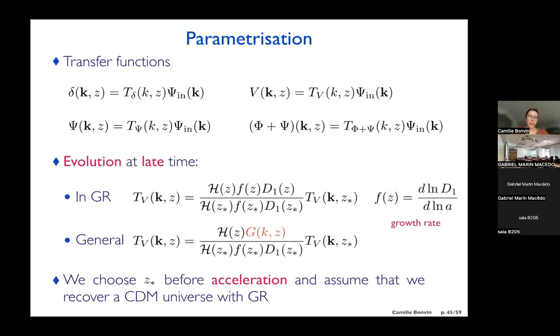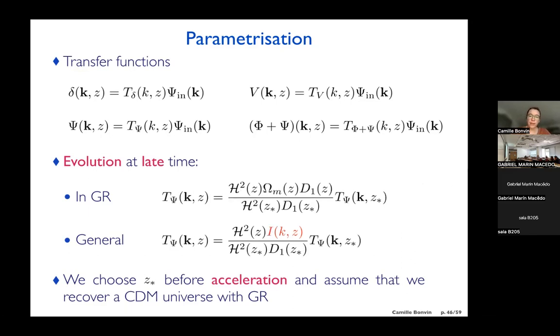So this is for the density. Then we can look at the velocity. So in general relativity, the velocity evolves in this way. So it evolves with the function f, which is the growth rate, which is simply the time derivative of the growth of the density. But if we want to be completely generic, we replace this growth rate by a function g, which simply encodes the evolution of the velocity. And again, that we want to measure with the data. We don't make any assumption about g. Then we can do the same for psi, for the time distortion. So in general relativity, the evolution of psi is directly linked to the evolution of the density.